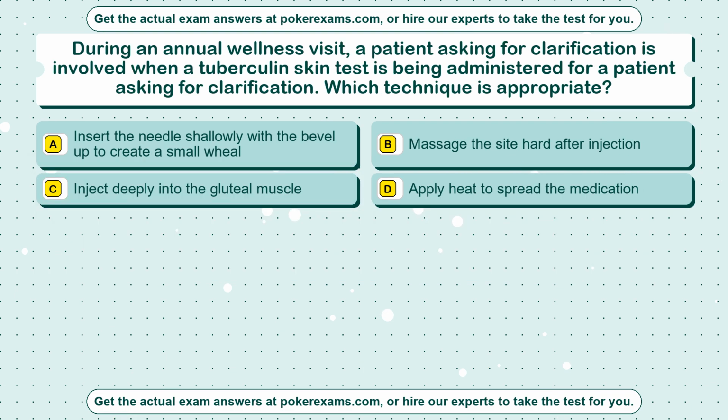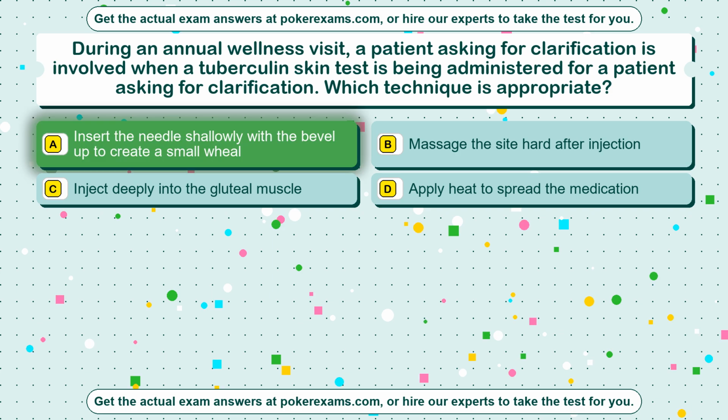Question 42. During an annual wellness visit, a patient asking for clarification is involved when a tuberculin skin test is being administered for a patient asking for clarification. Which technique is appropriate? Option A, insert the needle shallowly with the bevel up to create a small wheal. Option B, massage the site hard after injection. Option C, inject deeply into the gluteal muscle. Option D, apply heat to spread the medication.